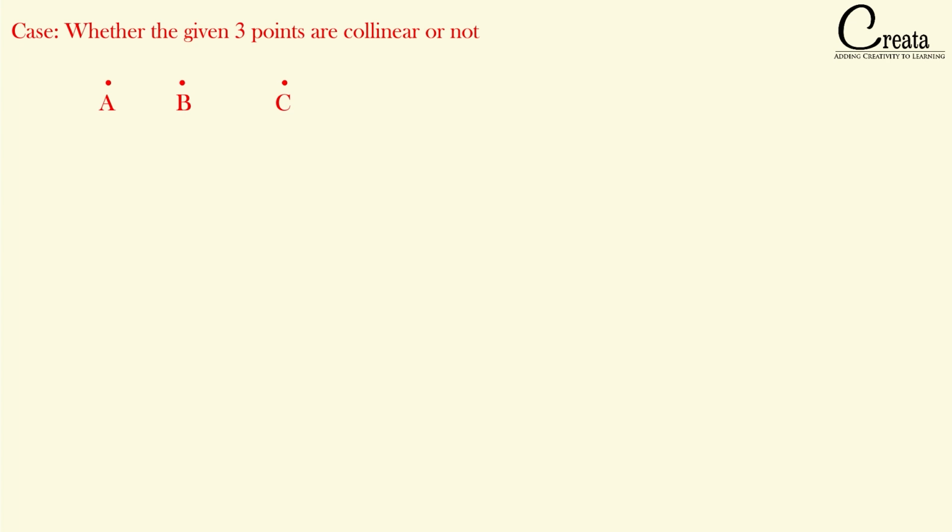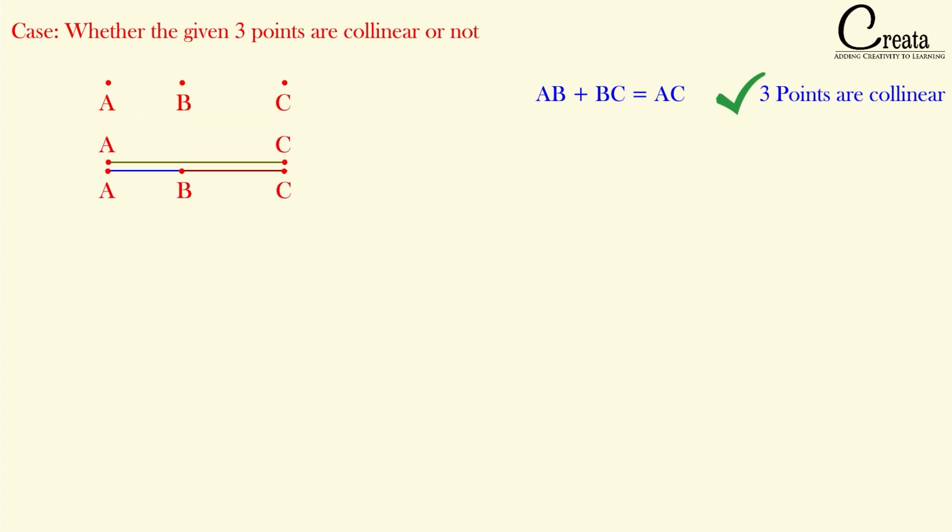Suppose we are having the points A, B, C, where B is in between point A and C. How will we check whether the points A, B, C in the sequence are collinear? The condition is that if AB plus BC is equal to the complete length AC, then the 3 points are collinear. AB plus BC is equal to AC. You can apply the simple logic. If AB plus BC is equal to the complete length AC, then this addition of two segments will be equal to the complete segment. Then the 3 points are in a straight line.